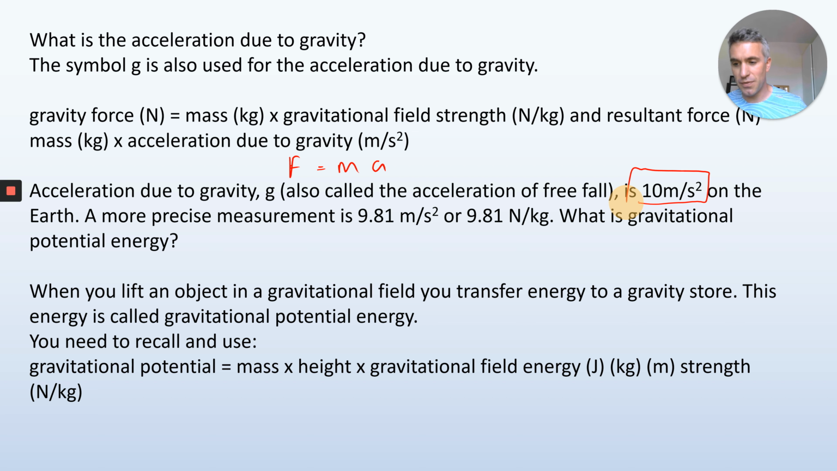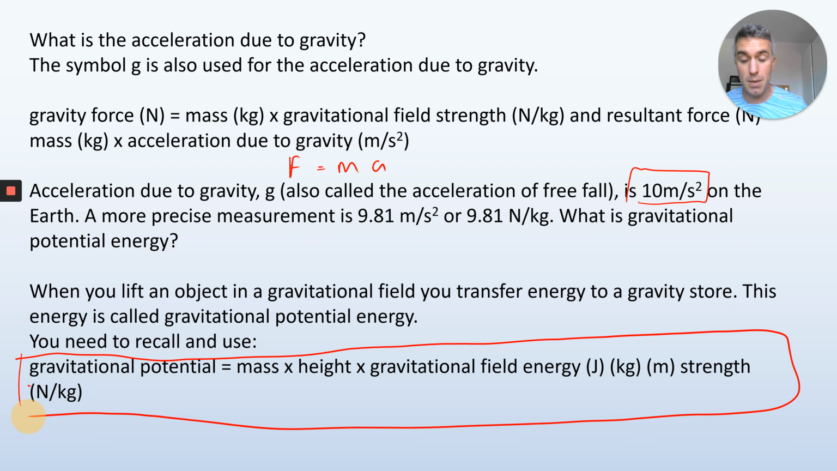So when you lift an object in a gravitational field, you transfer energy to its gravitational potential store. This is called gravitational potential energy. The equation for this, gravitational potential energy, should have done this in blue, is equal to mass times height times gravitational field energy.